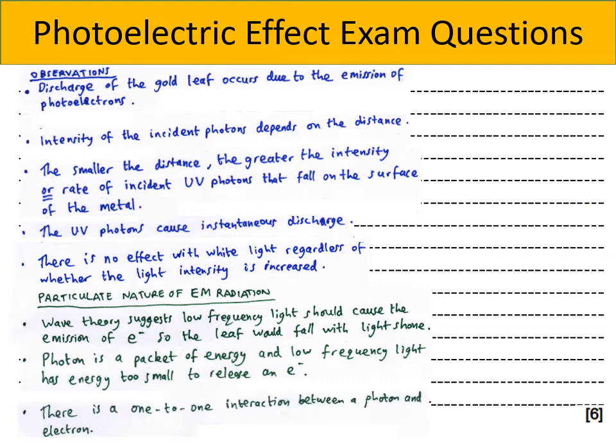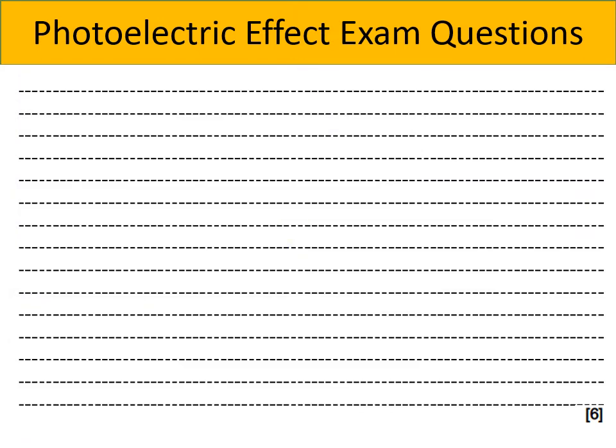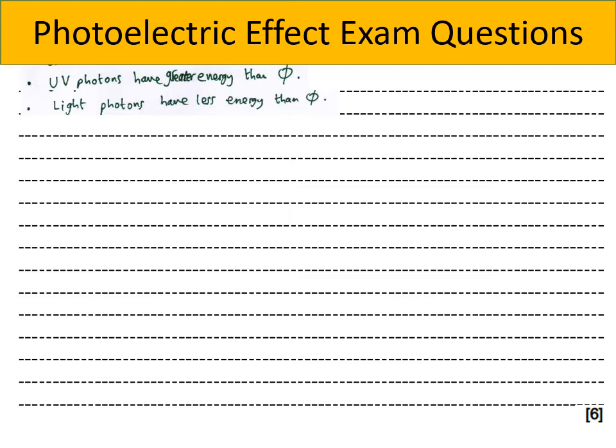There is a one-to-one interaction between a photon and an electron, so a single photon is enough to release a single electron. A few more points that we can make about the particulate nature of electromagnetic radiation, namely that the UV photons have greater energy than the work function, or greater frequency than the threshold frequency. Light photons have less energy than the work function.